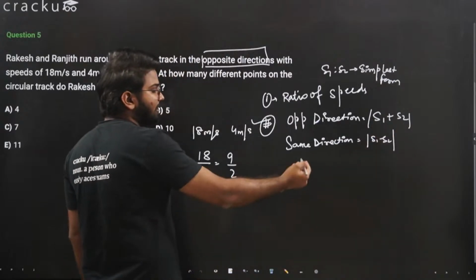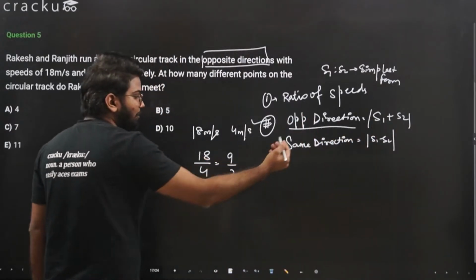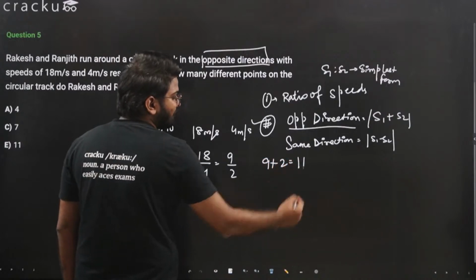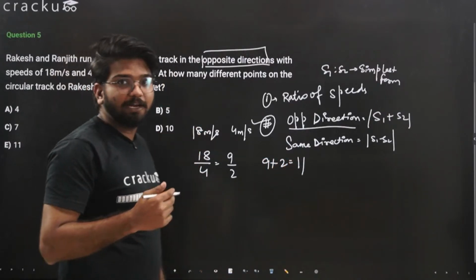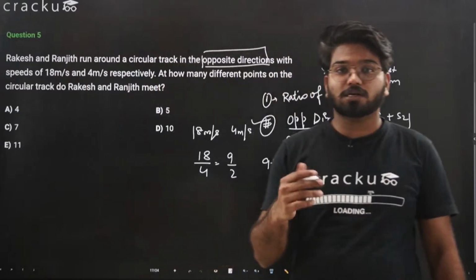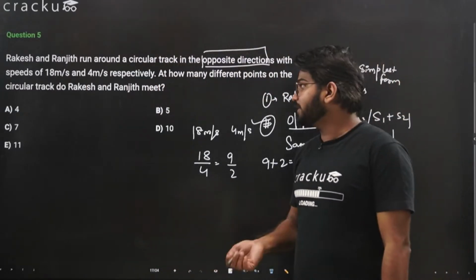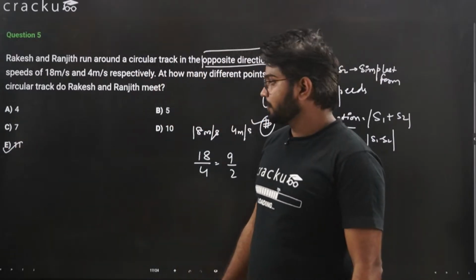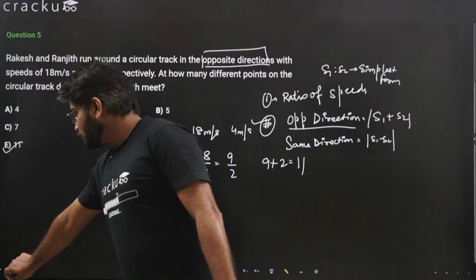Now we need to find the number of distinct points for opposite direction. It is the sum, that is 9 plus 2, which is equal to 11. So Rakesh and Ranjit will meet at 11 distinct points on the circular track if they are moving in opposite direction. So answer has to be option E. It was pretty simple and straightforward. Let's do the next question.